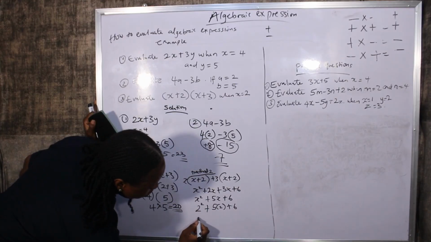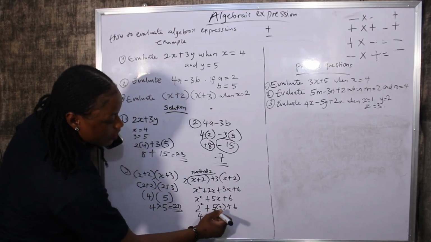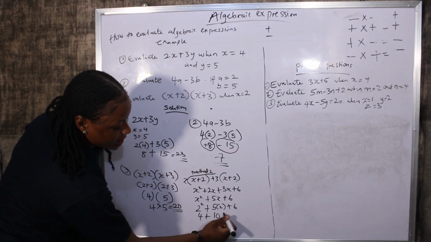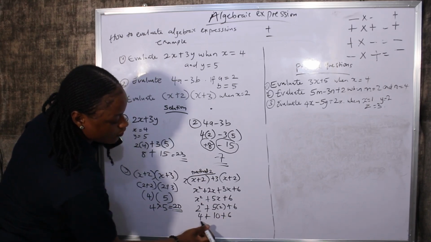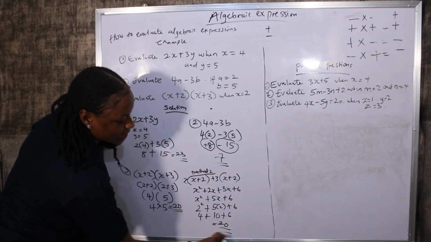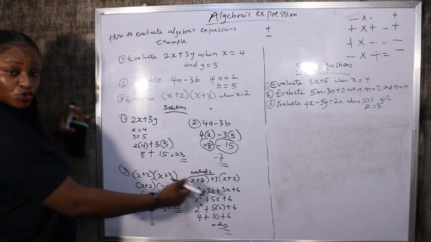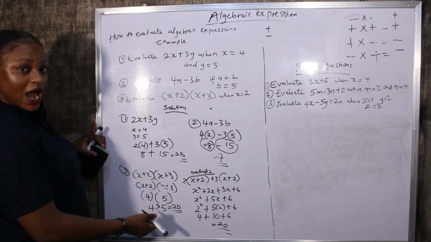So 2 square is what? 2 square means 2 times 2 will give us what? 4 plus 5 times 2 will give us 10 plus 6. So 4 plus 10 plus 6 will give us 20. So you can see we arrived at the same answer. So whichever method you use, you can still arrive at the same answer.